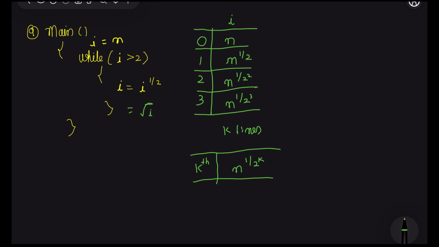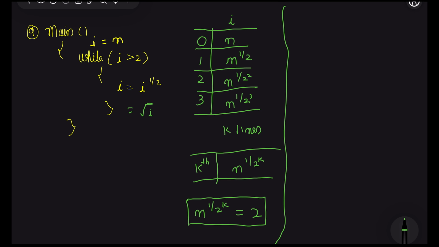So here the loop will run k times, and after k times this will become equal to 2, and in the k plus 1 iteration the loop will terminate because it will become smaller than 2. So n to the power 1 by 2 to the power k becomes equal to 2 after the kth iteration. So this will be solved and k will be the final answer. Let's solve for the value of k. We have n to the power 1 by 2 to the power k equal to 2.